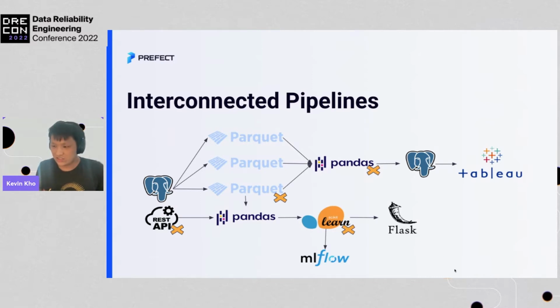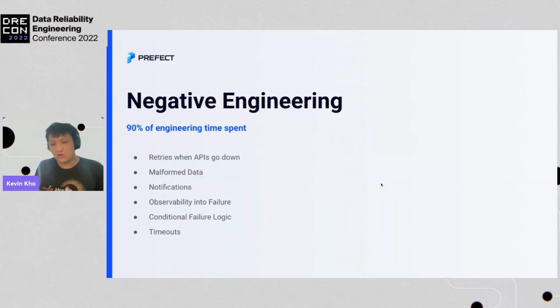a lot more complex. For example, we have this top half, which is a business intelligence pipeline, and the bottom half is our previous machine learning pipeline, and maybe they share some common data dependency. When we talk about interconnected pipelines, the surface area on which they can fail exponentially increases. And then your failure logic becomes all the more complicated. And that failure logic, when you guard against failure, is what we refer to as negative engineering in Prefect.